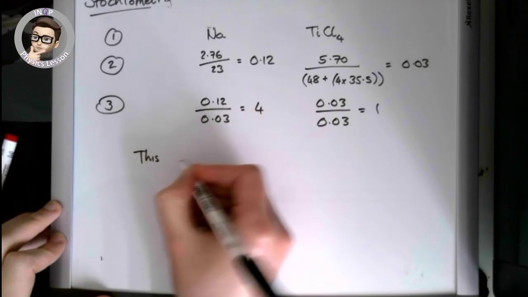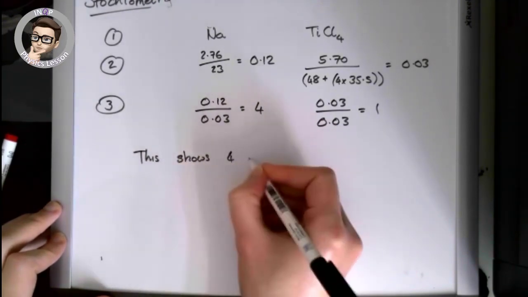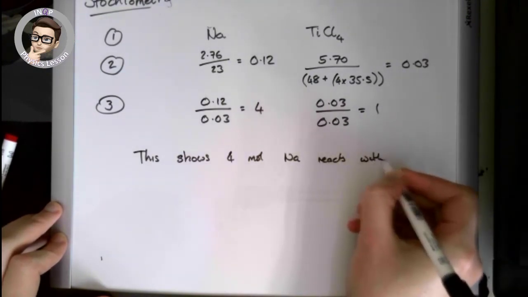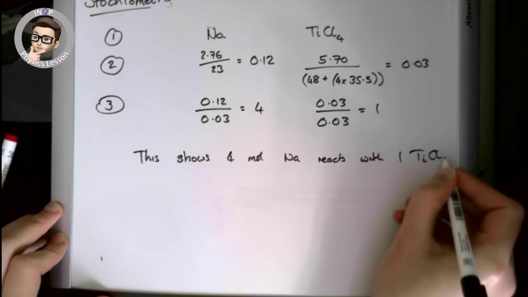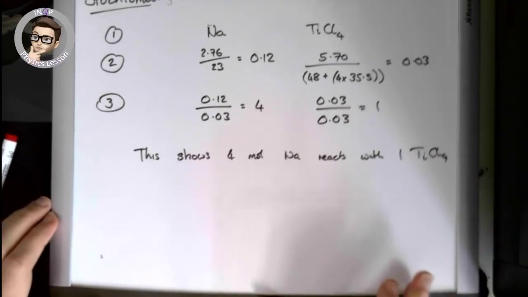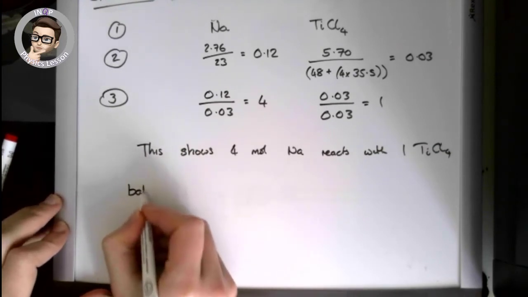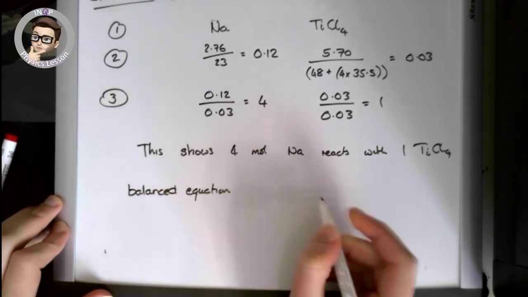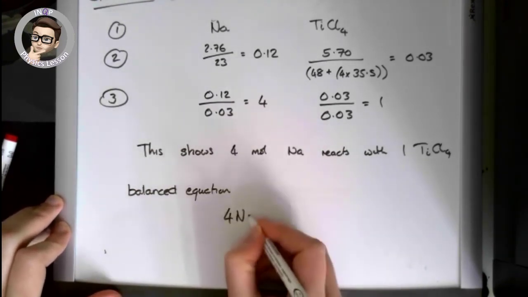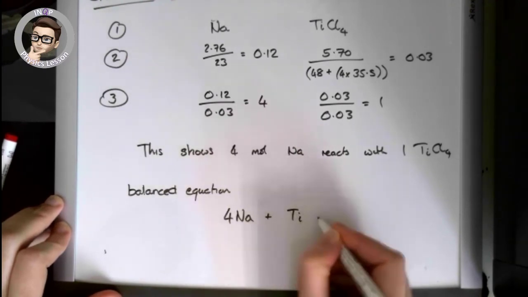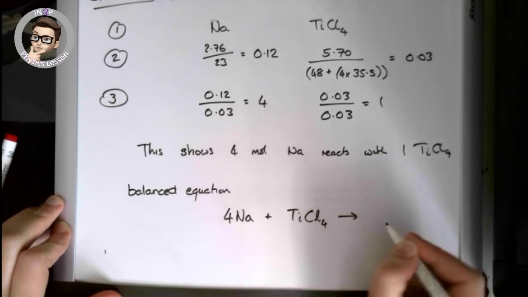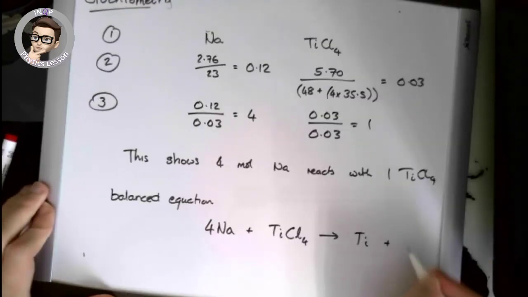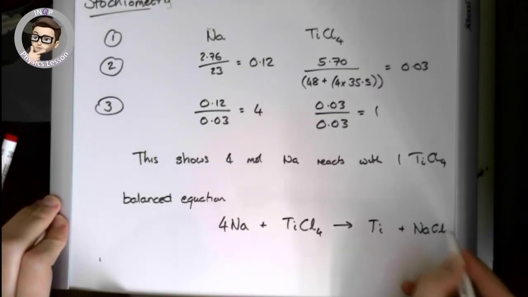So this shows 4 moles of sodium reacts with 1 mole of titanium chloride, titanium tetrachloride, in fact, because there's 4 of them. So balanced equation. We're going to have 4 lots of Na plus TiCl4 is going to give us titanium and sodium chloride, NaCl, which we don't know yet what number we're going to have there.